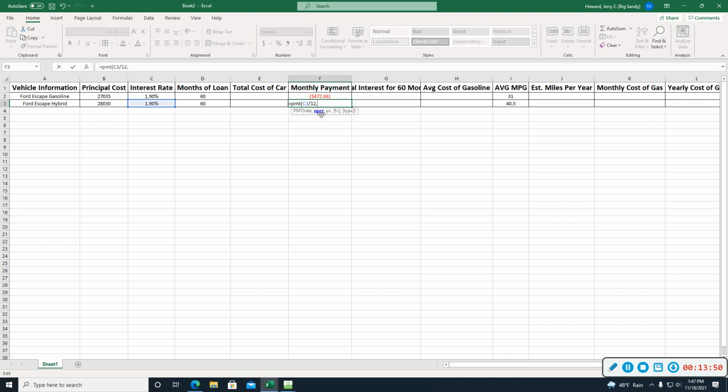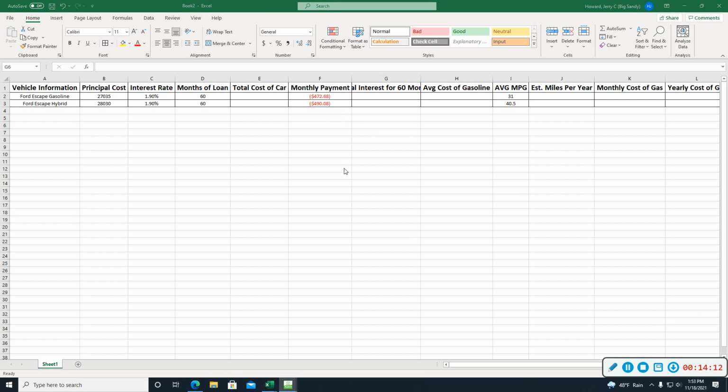I put a comma in, number, so it's 60 month loan, comma again, and then the principal cost of the car, how much was on the tag on the window, enter it. So we can see real quick the difference in the price per month.